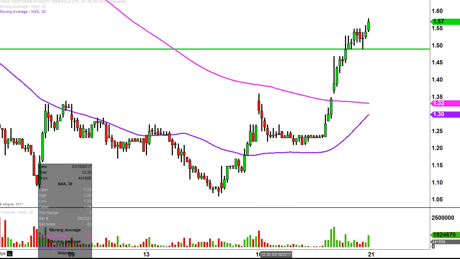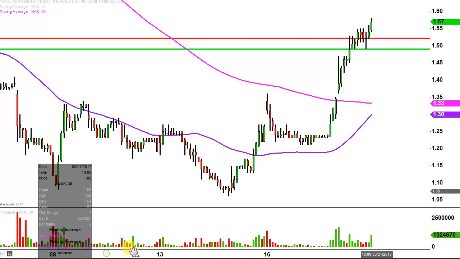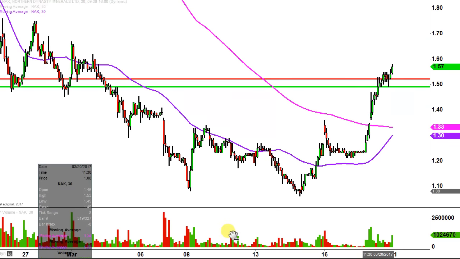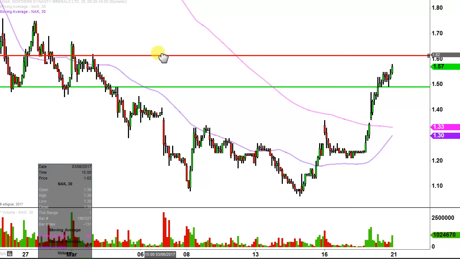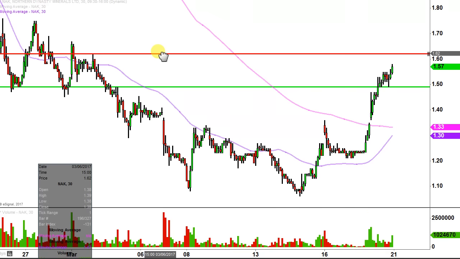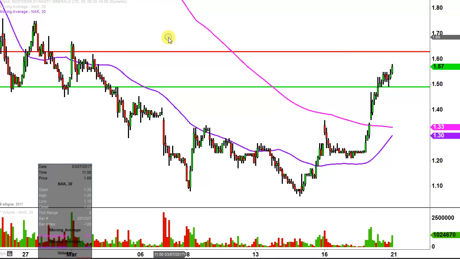Now, what about areas of resistance? For this, going to need to scrunch up the chart here a little bit. Go back into the chart's history. Next key battleground here for the bulls, going to go ahead and call up there at about $1.63. So $1.63, next key battleground for the bulls.